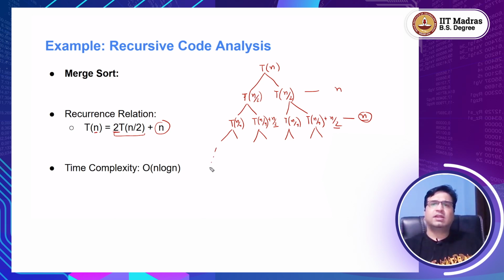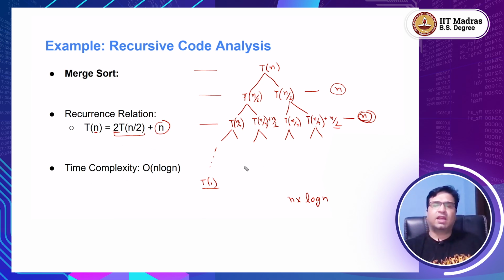And you will reach T(1) in log n levels. So in log n levels, you will reach T(1), and that is the base case for merge sort. So you can see each level has n time, and we have log n levels. So the overall complexity will become n into log n. So we can write it like n log n. This is the complexity for merge sort.